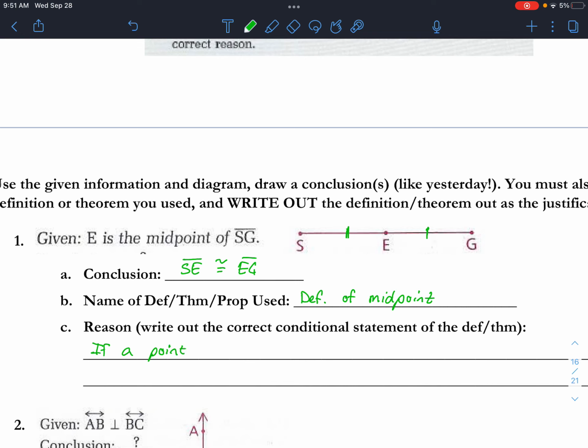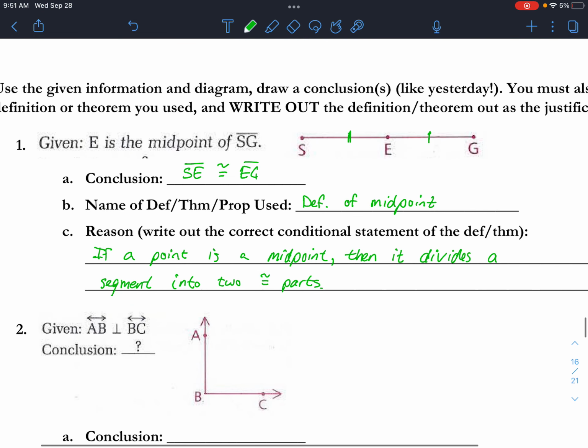If a point is a midpoint, comma, then, notice the if-then statement of this, then it divides a segment into 2 congruent parts. That's the definition of a midpoint, and that ruling is kind of how we know that this has to be true. So again, we're going to get used to some of these, but the midpoint one is one that tends to pop up quite often.